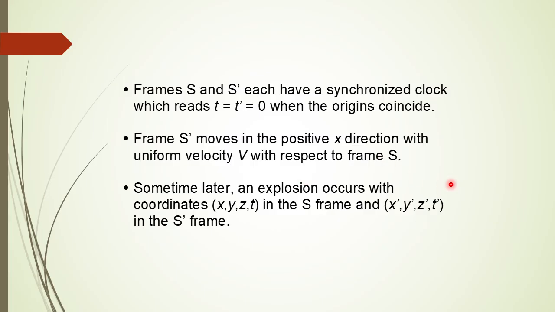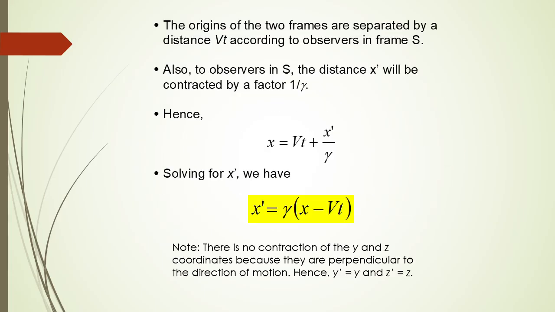Then sometime later an event happens. The event that happens in the original frame, the S frame, has coordinates x, y, z, t, and when it occurs in the prime frame, our coordinates will be x prime, y prime, z prime, t prime. The origins of the two frames are separated by a distance vt after a time t. And also, according to observers in the S frame, the distance x prime will have to be contracted by a factor of 1 over gamma because of length contraction. So my Galilean transformation will have to take into account this length contraction.